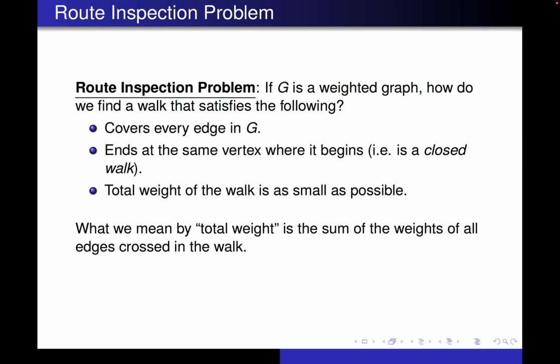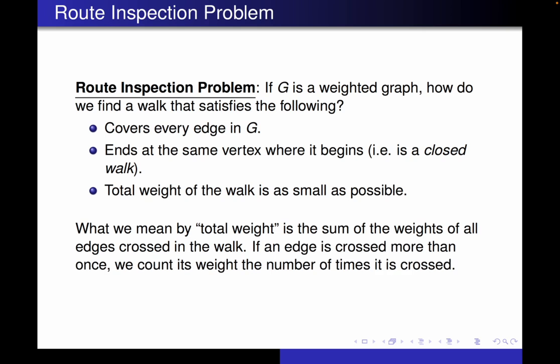And what we mean by the total weight of the walk is the sum of all the weights of all the edges crossed in the walk, where when we cross an edge more than once, we count its weight the number of times it is crossed.